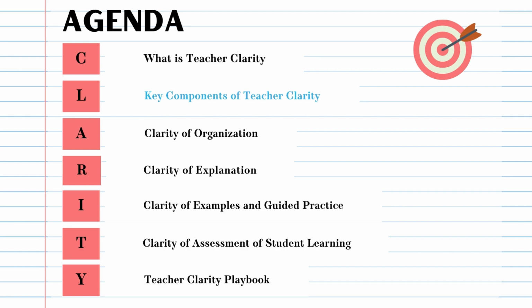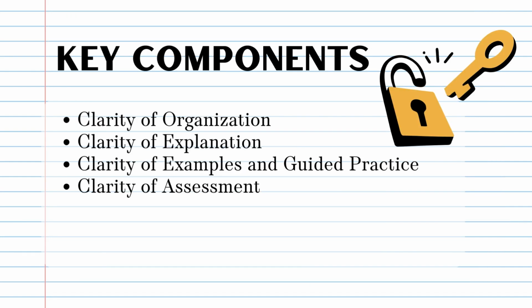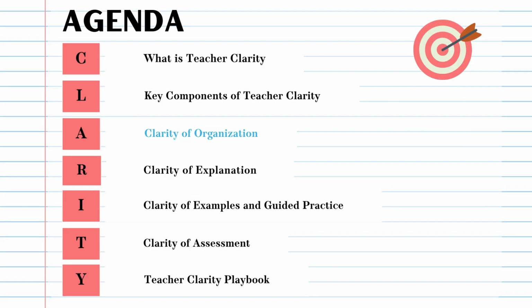So, what are the key components? The key components are clarity of organization, clarity of explanation, clarity of examples and guided practice, and clarity of assessment. Let's start with clarity of organization.